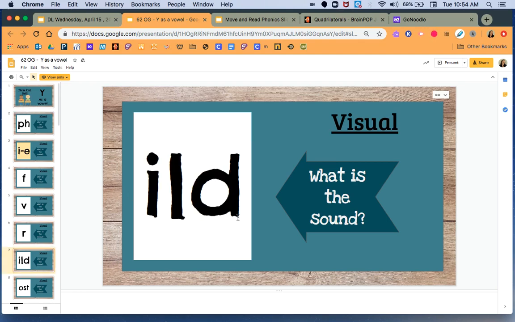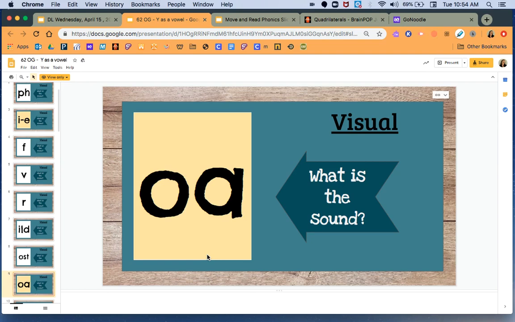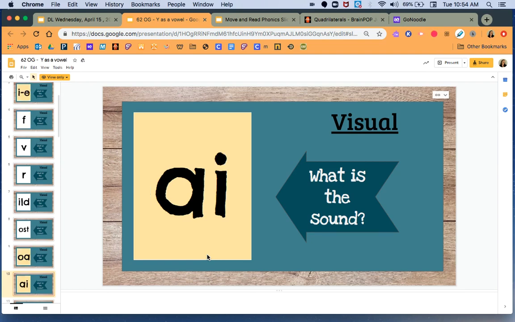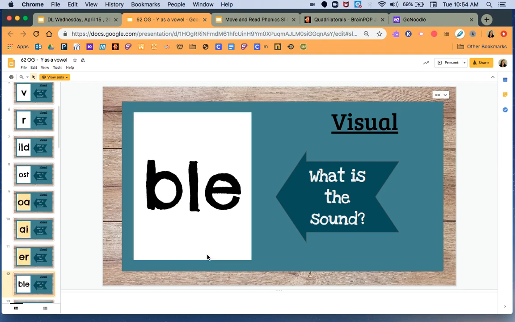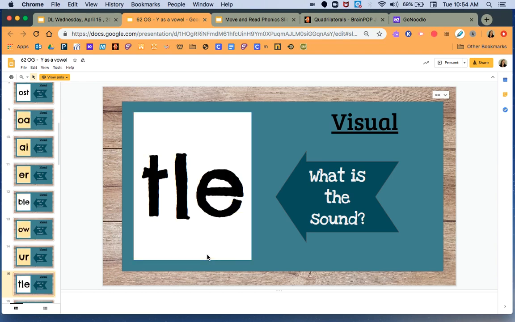Ild. Remember, this is a stick together word family chunk. Oast, same thing, sticks together. O, A, bull, ow, ooh, or O. Tull.